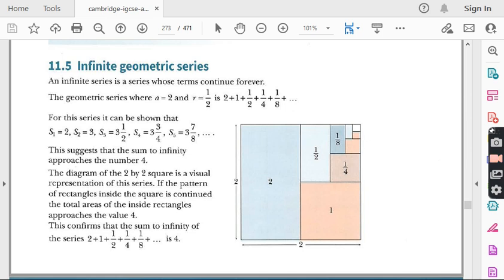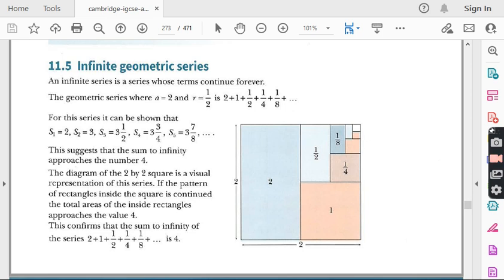For example, first I want to read the page you can see on the screen. An infinite series is a series whose terms continue forever. The geometric series where a equals 2 is the first term and the ratio is half, is 2 plus 1 plus 1/2 plus 1/4 plus 1/8 plus and so on. It continues forever. But we can sum this series.